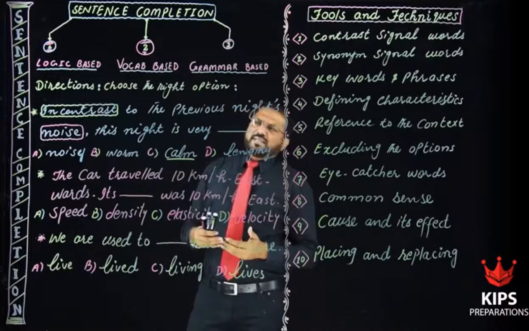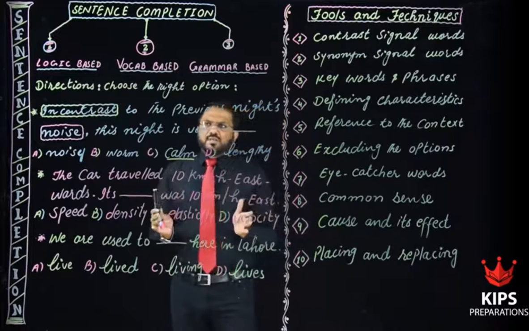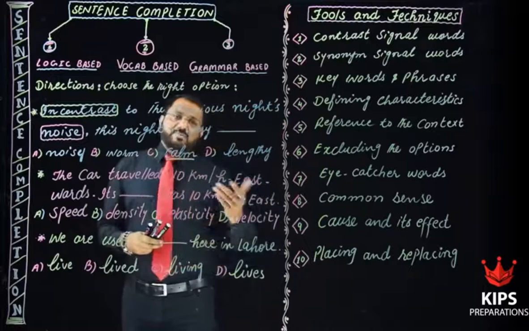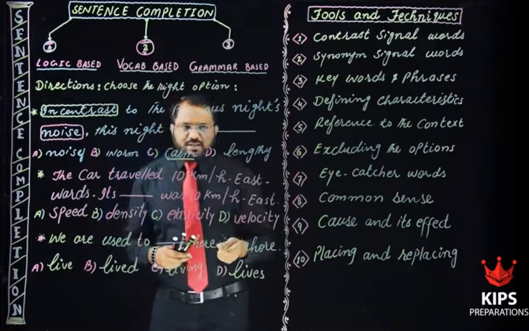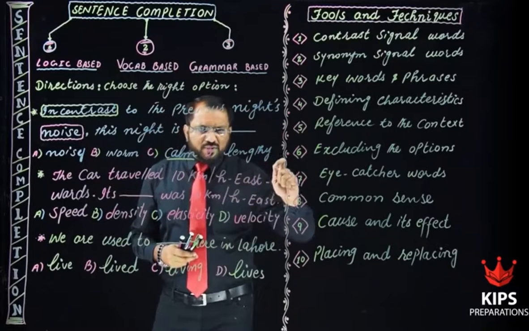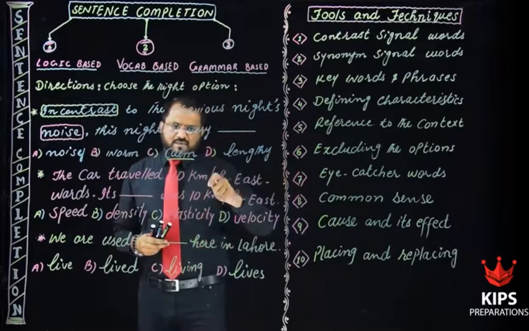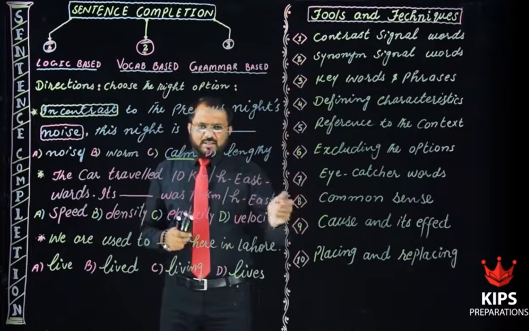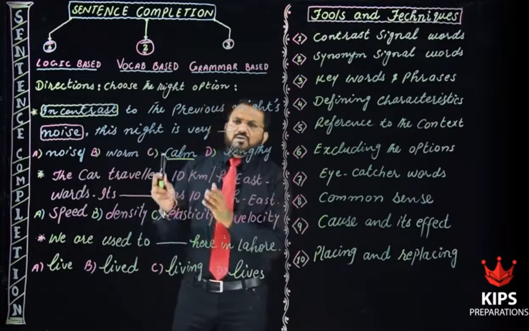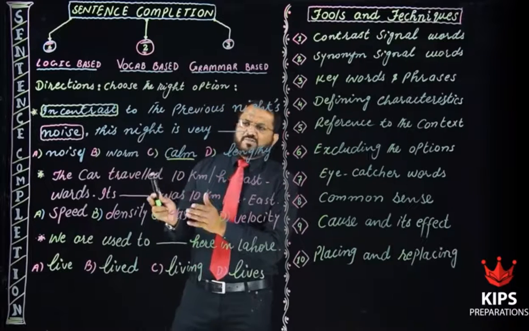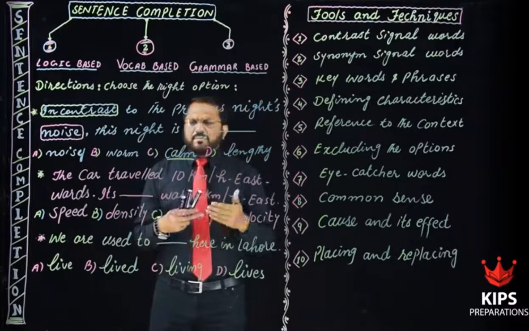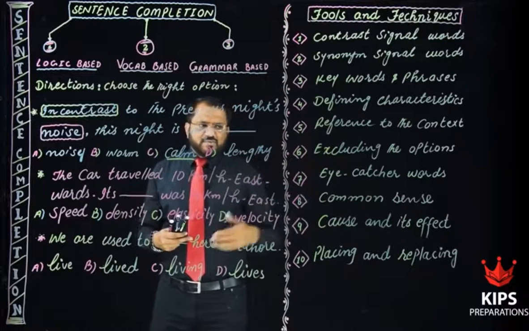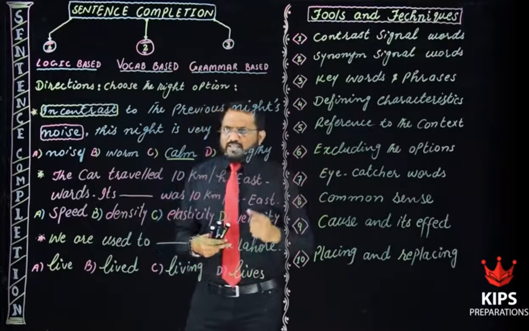The second type of sentence completion is vocabulary-based sentence completion. The way I pointed out, the definition of a word is given and the word itself is left blank. On the basis of what is defined in the sentence, the student's job is to find out the word whose definition has been given. There are many markers for finding out the definition. I will explain these when I explain all these topics.